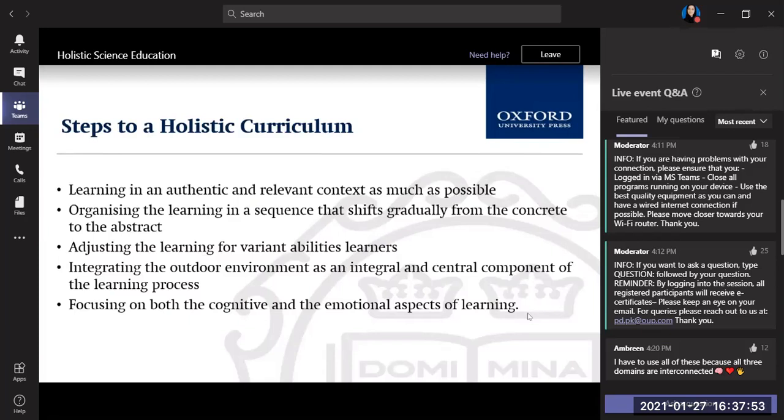The last one is focusing on both the cognitive and emotional aspects of learning. If you're not going to focus on anything other than the cognitive aspect, then believe me, these children are not going to be well-rounded children, which is why we need to have a balance of all the things that we help our children with.